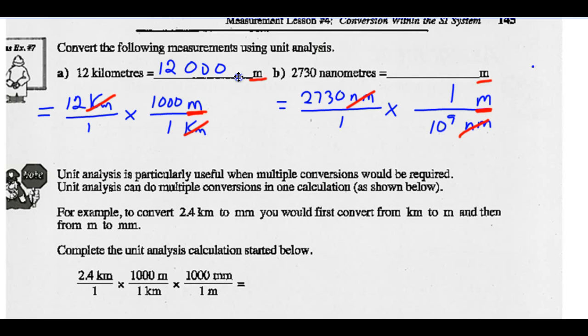And now we just have to multiply. 2,730 times 1 divided by 1 times 10 to the 9th. So do that calculation, and we move our decimal 9 spots this direction. So we're going to have the answer of 0.000002730, that is 1, 2, 3, 4, 5, 6, 7, 8, 9 meters. There you go.